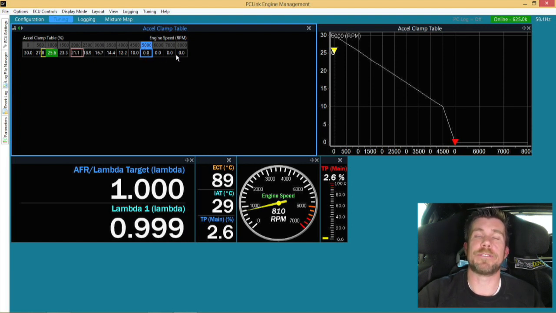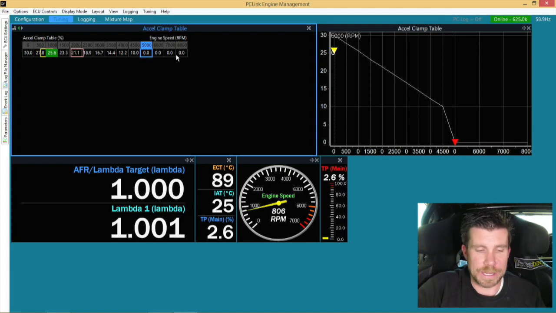And the reason for that is at very high airflows, the wall wetting is less of an issue. The airspeed through the port is sufficient to really draw that fuel into the cylinder, so the requirement for acceleration enrichment is much less. Okay, so now we've got a basic understanding of how all of this works.